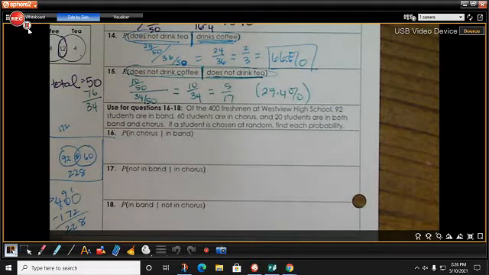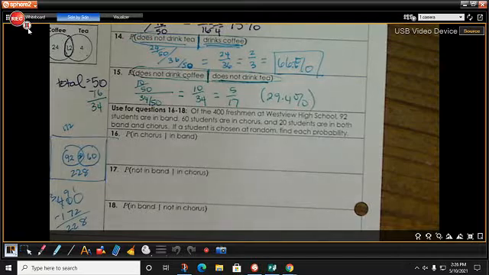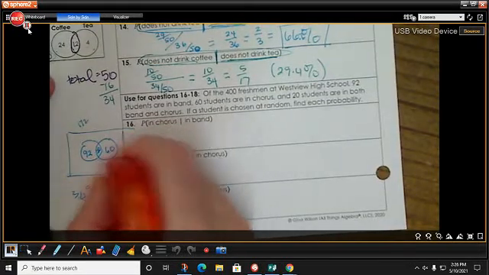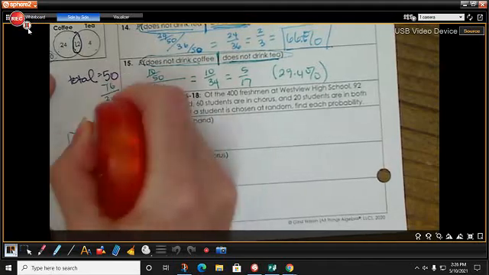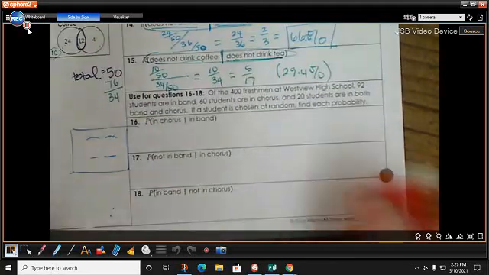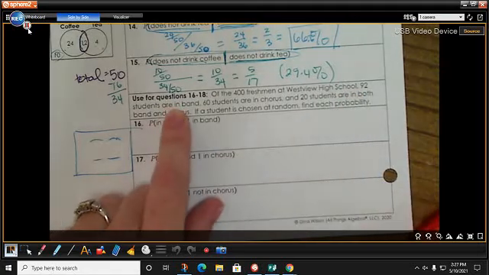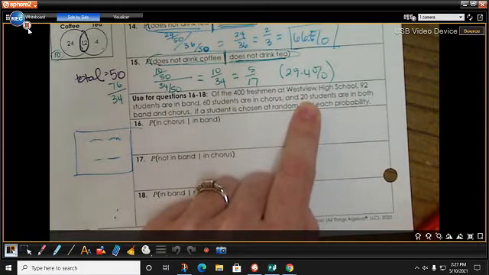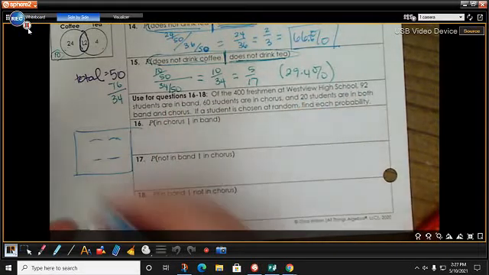Okay? Oh, wait a minute. I calculated wrong. Did you notice what I did? I did wrong stuff. Mrs. Cerna goofed. So on this, when it told me that 90 students are in band, that included the 20 students that were in both band and chorus.